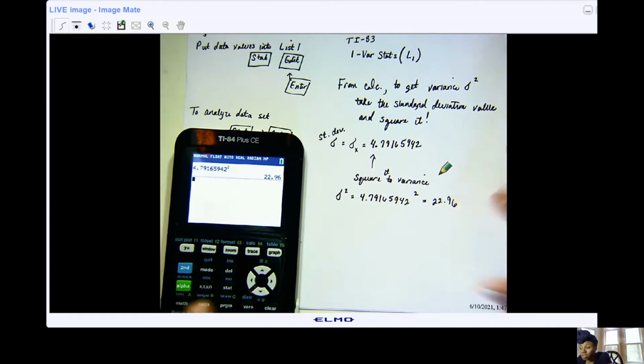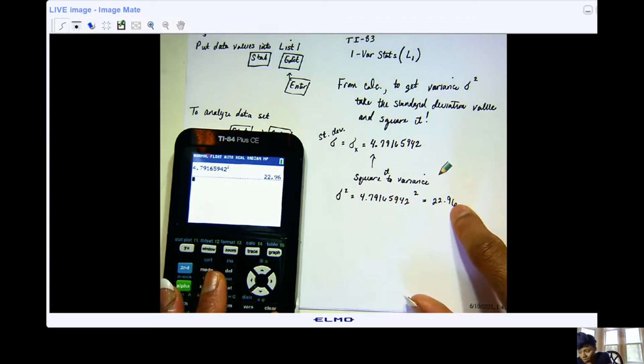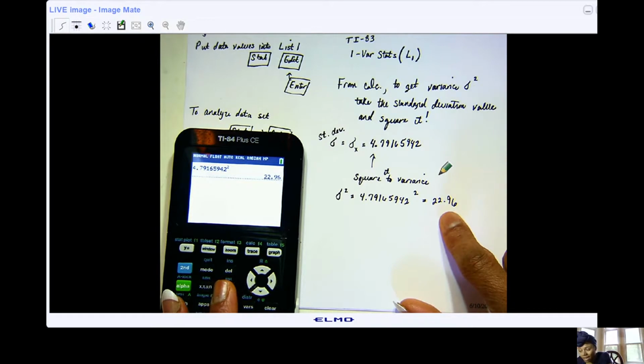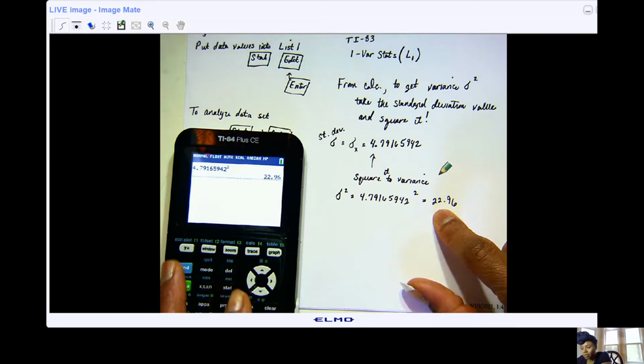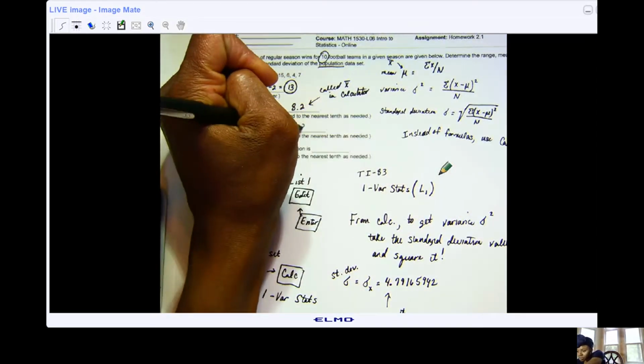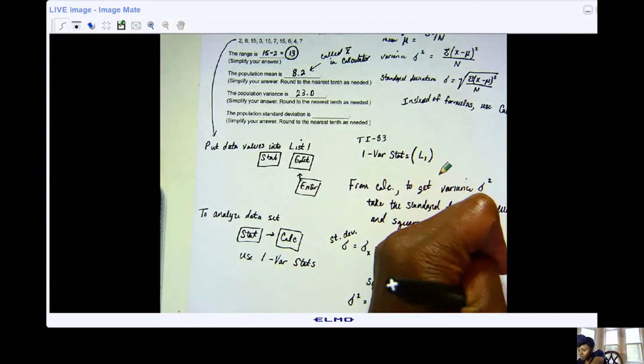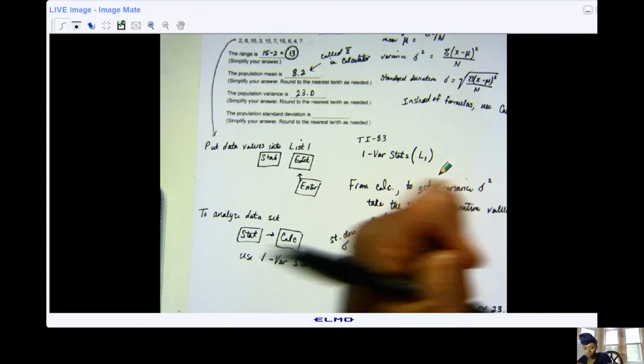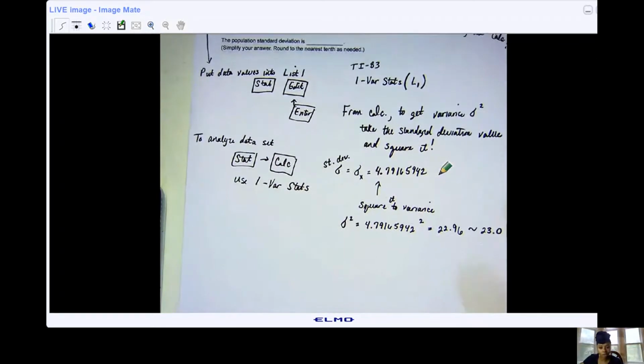Actually, they want us to go to only the tenths. So it's still really accurate though. So that's going to actually round that 9 up, which will have to make that 2 round up. So this is going to actually be 23.0. Right here, the variance is 23.0. Okay, we had to round that up.